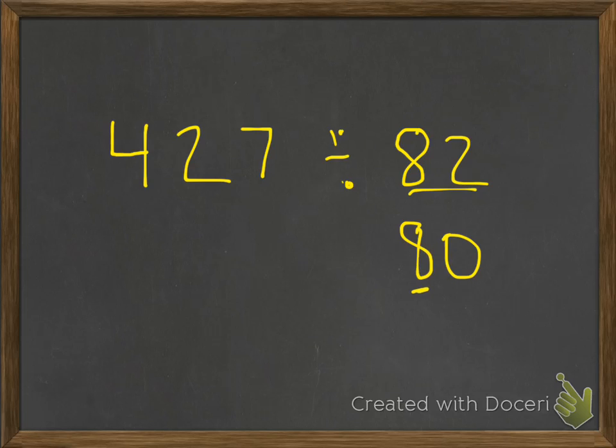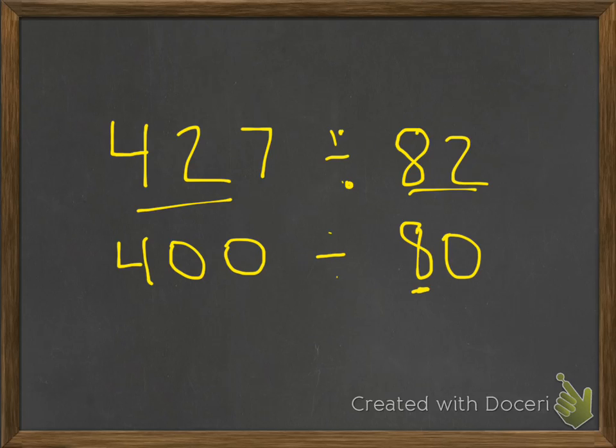You take a look at this 8, pretend the 0 isn't there, and you take a look at that 42, and you think of your multiples of 8 that are closest to 42. I think 8 times 3 is 24, 8 times 4 is 32. I'm getting closer. 8 times 5 is 40. That gets me very close to 42. So what I'm going to do is round that 427 to a 400. And now I have 400 divided by 80.